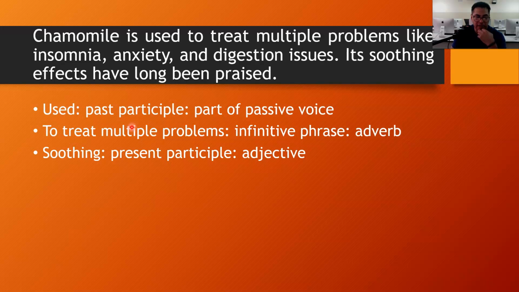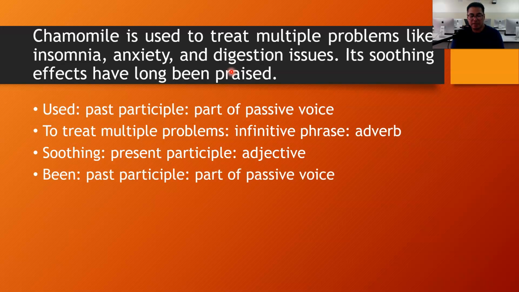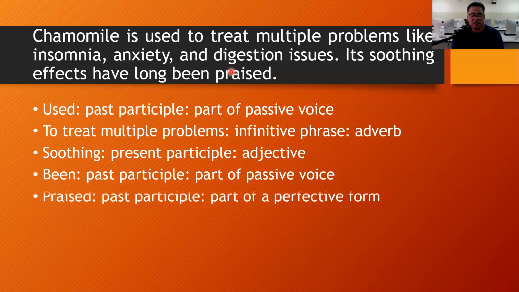Then soothing, right? Soothing effects. I can see that soothing is acting as a modifier for effects, so it's a present participle acting as an adjective. And if you remember, I already told you this, here we have a passive perfective construction. Have long been praised, have been praised, right? So being, we know it's a past participle acting as part of passive voice, and praised is going to be a past participle acting as part of the perfective form. See? Being, past participle, part of passive voice, and praised, past participle, part of a perfective form.